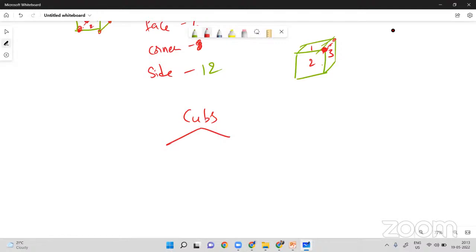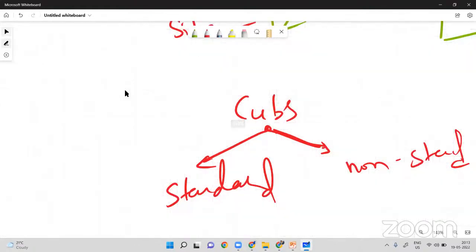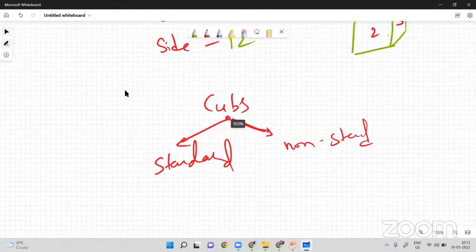Now, cubes. There are two kinds of cubes. One is the standard cube, and the second one is, of course, the opposite: the non-standard cube. What is a standard cube? Standard cube means that it will be an unbiased one. I can say an unbiased cube. There will be some fixed faces.